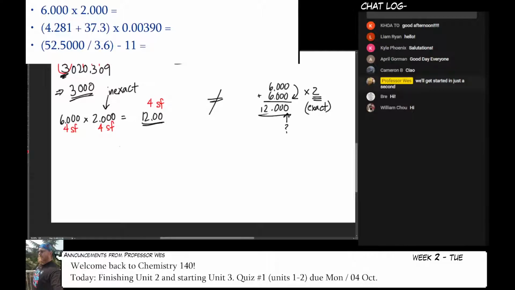All right, now I got combined operations. So I got a number plus a number times a number. And so we'll write this down, 4.281. It's inexact because it is a measurement. So if I give you a number and say, hey, this is an exact number, because I counted it, then it's exact. But all of these numbers, we don't assume any of these numbers are counted, because you can't really count to 37.3, right? Same as you can't count to 6.000. You would just write 6 in that instance.